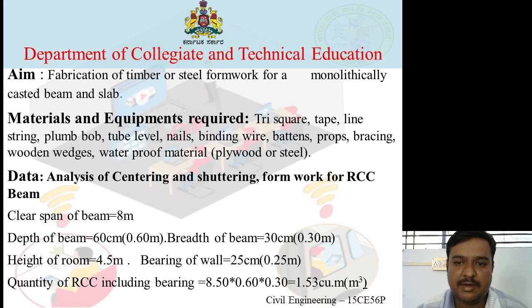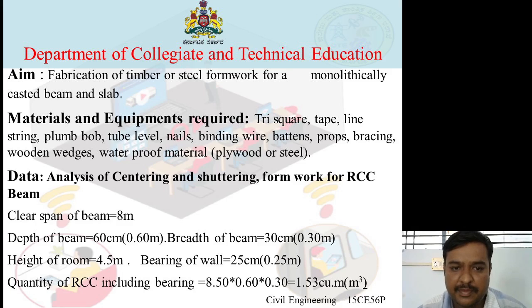wire, battens, props, bracings, wooden wedges, waterproof material, that is plywood or steel. So we are going to construct the timber formwork for beam and slab. Here some data is given about beam and slab.